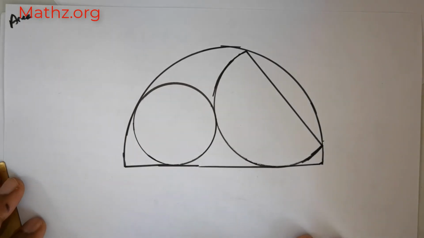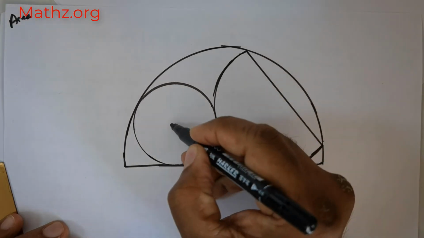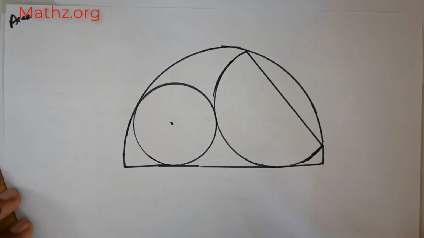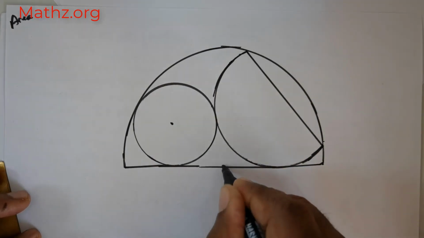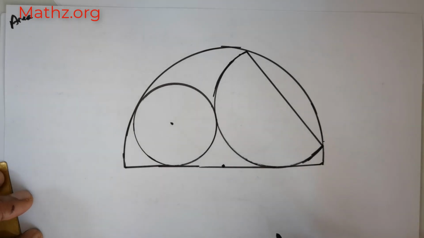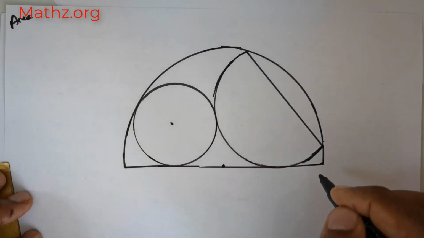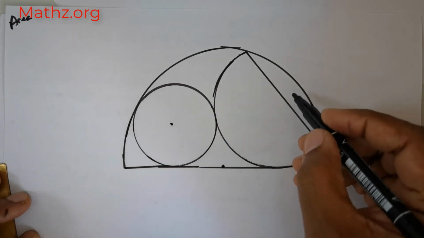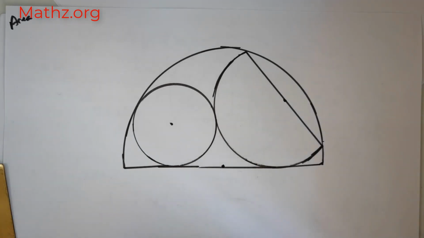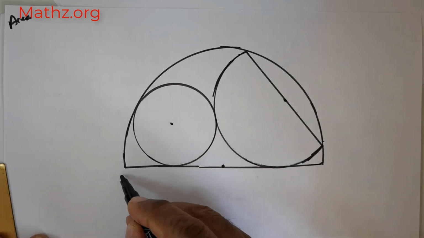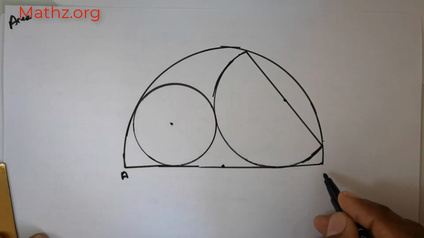Okay, I have got the figure. Now this is the center for the circle and this is a semicircle. Okay, now this is the center and this is also a semicircle and this is the center. Okay, now let me take this point as AB.